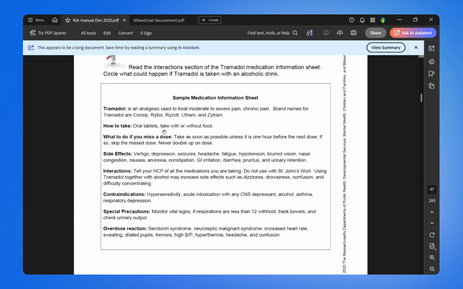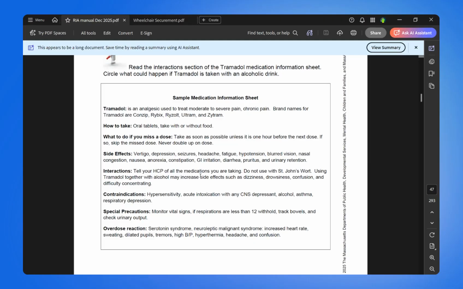How to take: oral tablets, take with or without food. If you miss a dose, take it as soon as possible unless it's 1 hour before the next dose. If so, skip the missed dose, never double up on a dose. Side effects are vertigo, depression, seizures, headache, fatigue, hypotension, blurred vision, nasal congestion, nausea, anorexia, constipation, GI irritation, diarrhea, pruritus, and urinary retention.